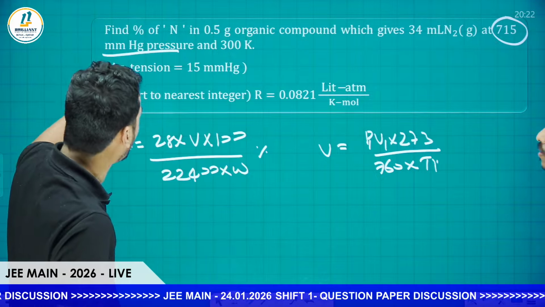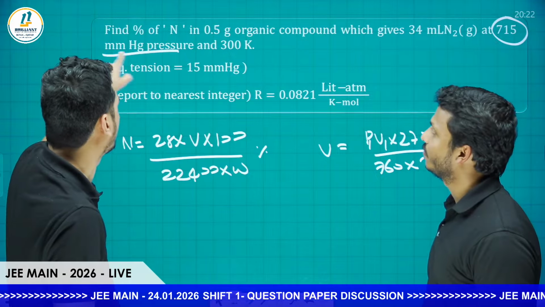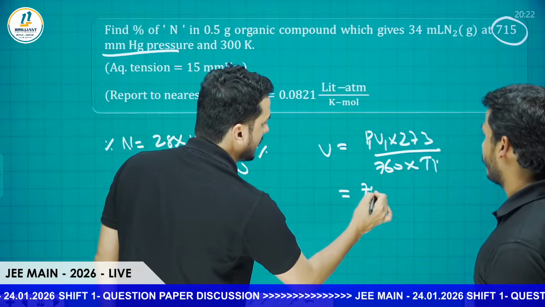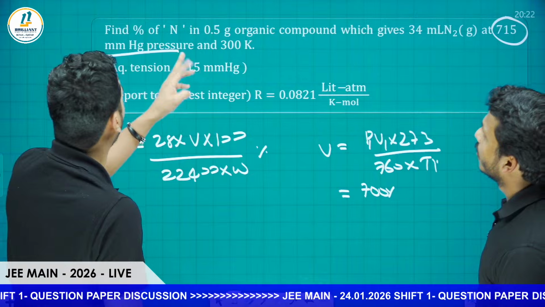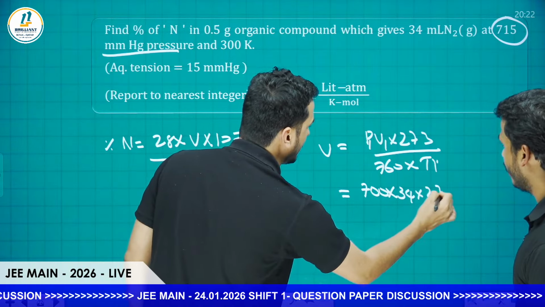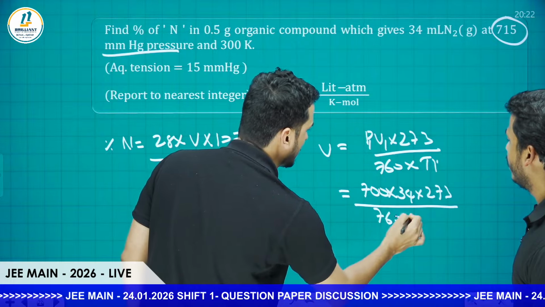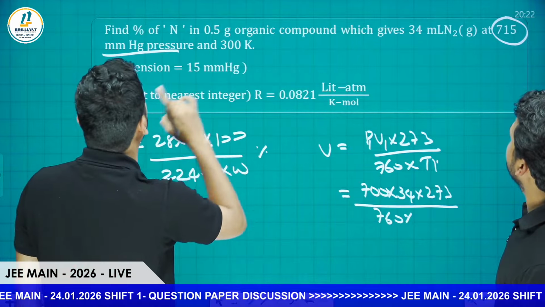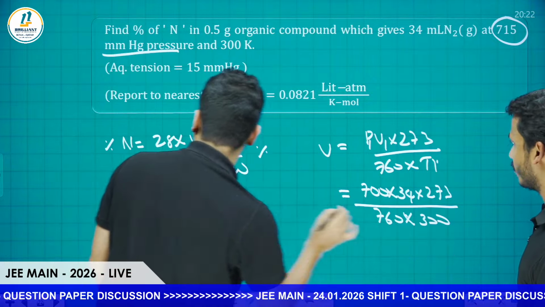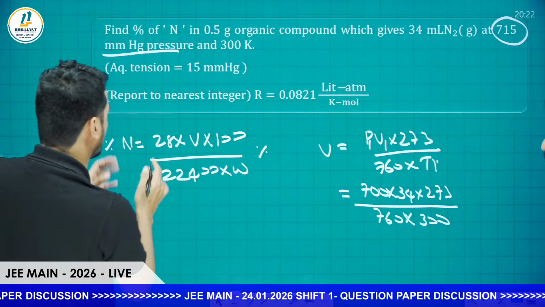But the problem is that aqueous tension is there, which we have to subtract. So 715 minus 15, that means 700 is the pressure, P1, we have to take. And V1 they have given as 34 ml. So 34 into 273 divided by 760 into T1. Temperature T1 they have given as 300, so we have to substitute 300. That entire value we have to substitute here.